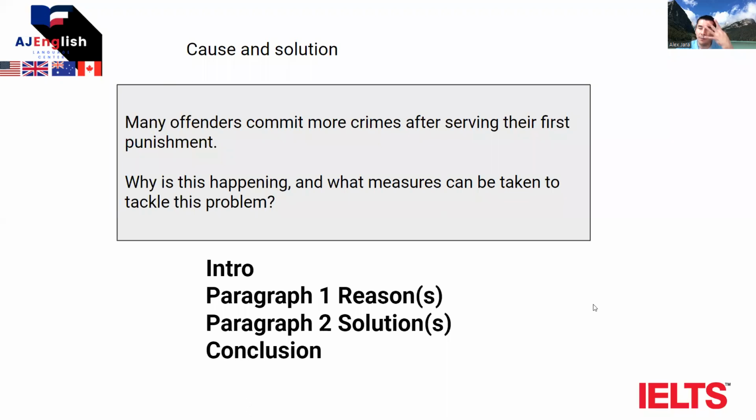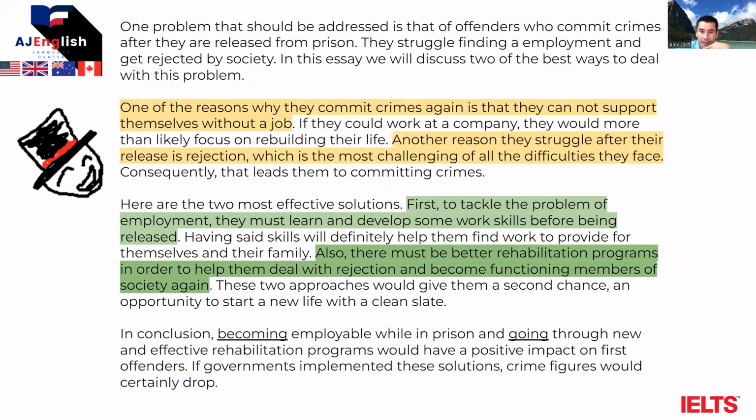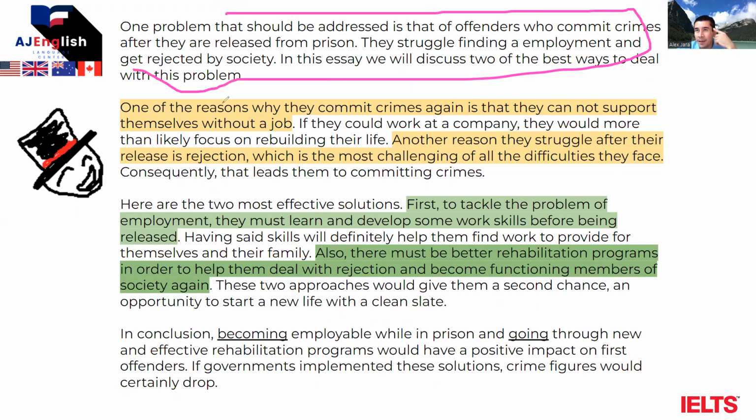How you do this is a four-paragraph structure. I call it the "you can see me" method: intro, paragraph 1, paragraph 2, conclusion, with reasons and solutions in the first and second paragraphs. Here's the example. The writer mentioned the intro right here. Then there is one of the reasons and another reason. Paragraph 1 includes two reasons. Paragraph 2 includes the solutions. First, this is one solution, and also, that's the second solution.